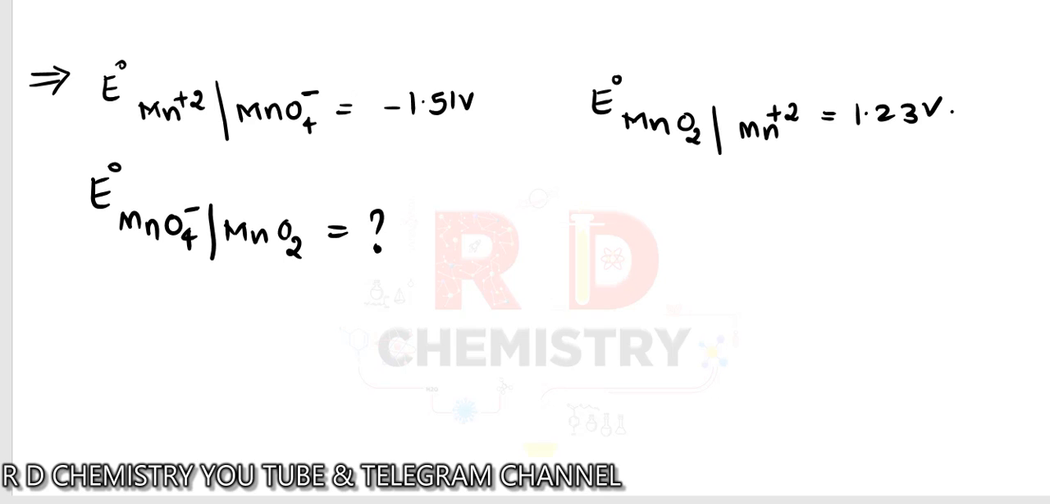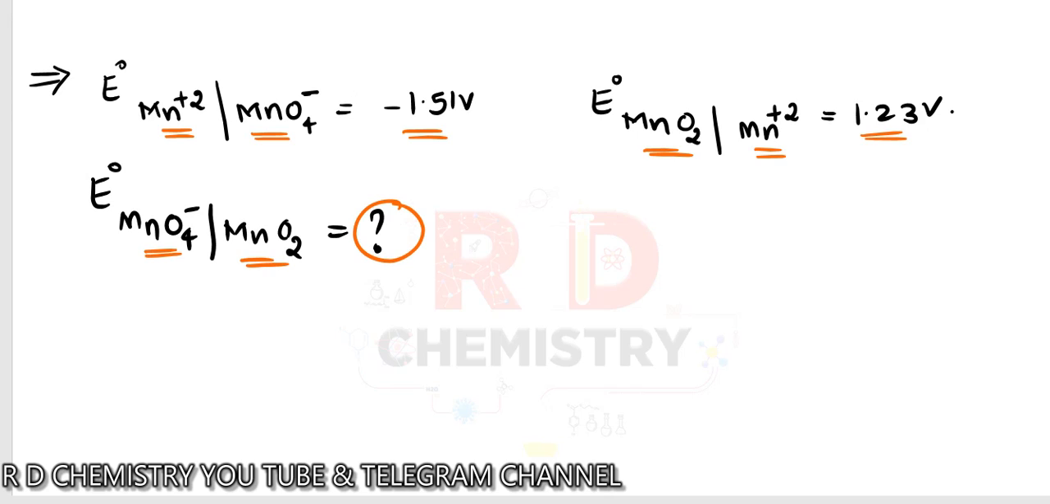See the data given. E naught of Mn plus 2 to become permanganate is minus 1.51. E naught of MnO2 to become Mn plus 2 is 1.23 volt. Now we have to calculate E naught of MnO4 minus to become MnO2.